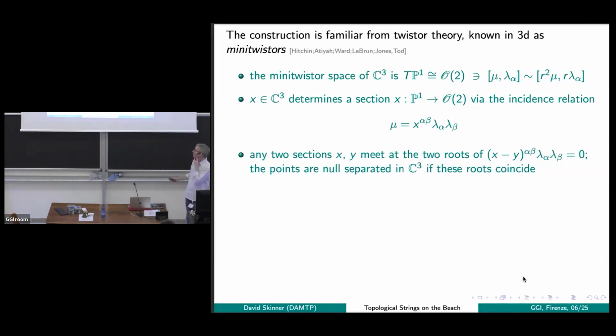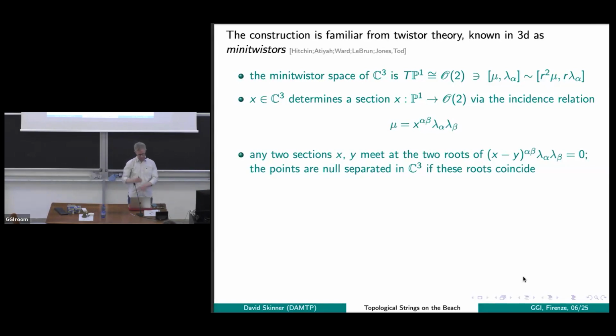Now, if I've got any 2 sections, so suppose I've got this equation for x and I've got this same equation with the same mu and the same lambda for y, then those 2 sections will meet whenever the difference is 0, which would just be this equation, and that's a quadratic equation in lambda, so that will always, unlike in 4 dimensions, have 2 roots. And we decide that the 2 points are null separated in C3 if those 2 roots coincide.